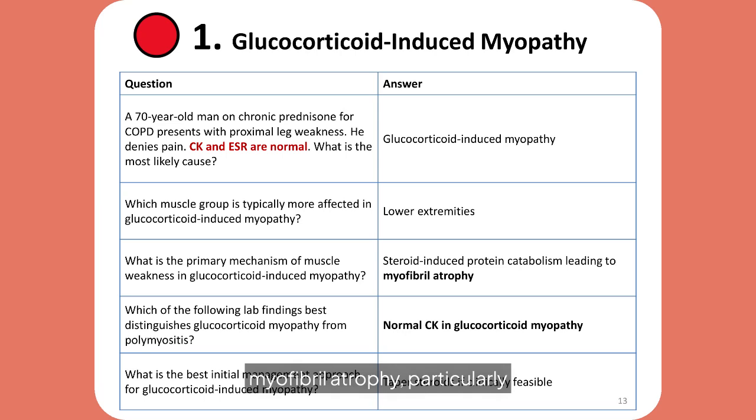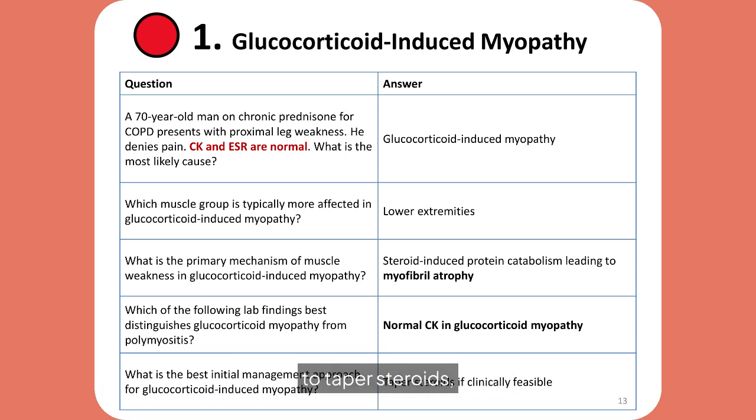Which of the following lab findings best distinguishes glucocorticoid myopathy from polymyositis? Answer: a normal creatine kinase, CK, level helps distinguish glucocorticoid-induced myopathy from polymyositis, which typically presents with elevated CK. What is the best initial management approach for glucocorticoid-induced myopathy? Answer: the best approach is to taper steroids, if clinically feasible, and consider alternate immunosuppressive strategies if needed.